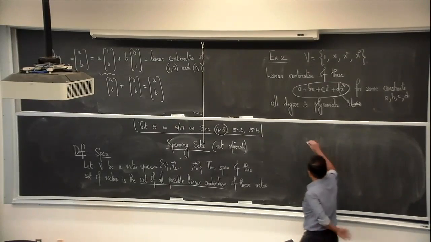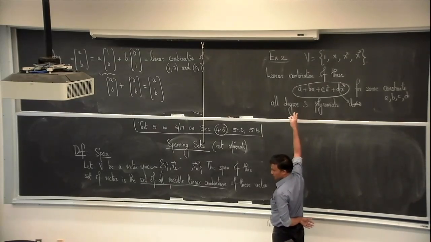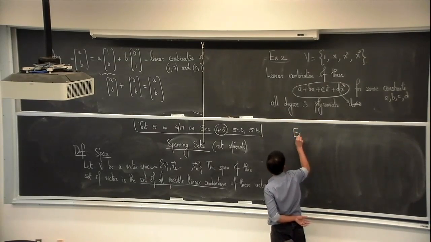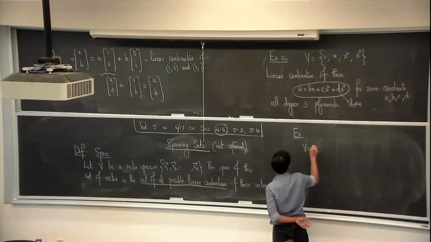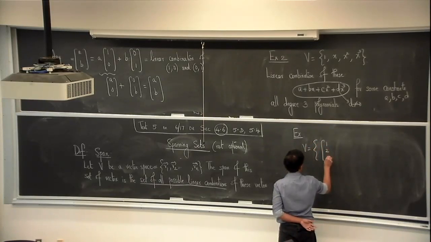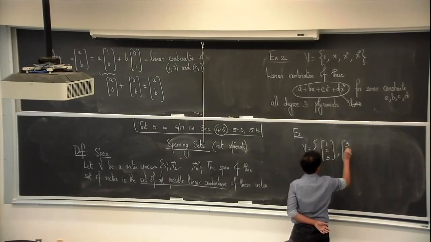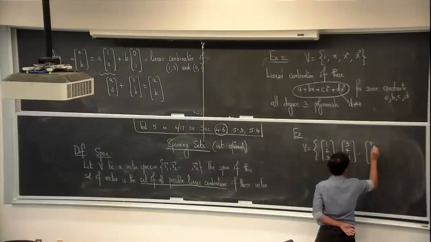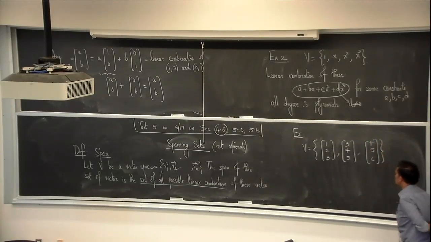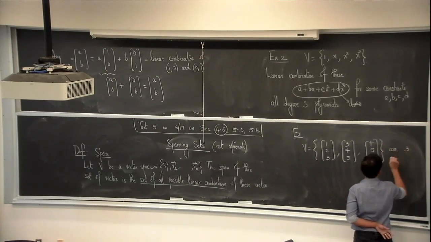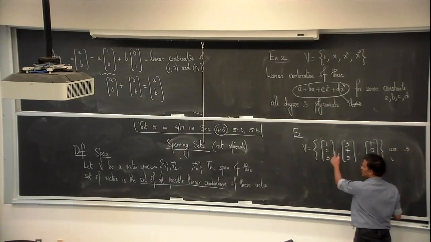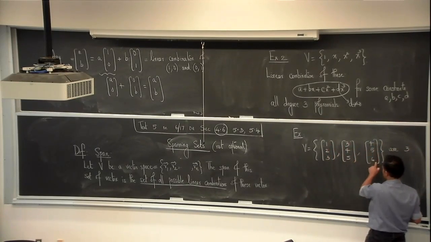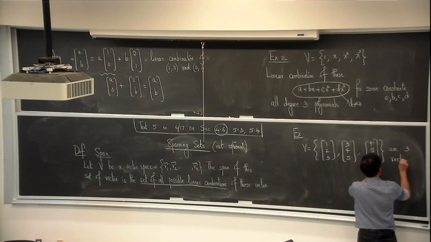So let's take an example like this before I come back to my previous examples. Say V equal to (1, 2, 3), (3, 4, 5), (4, 5, 6). These are three vectors in the three-dimensional space, because each has an x, y, and a z coordinate. So these are three vectors in R3.